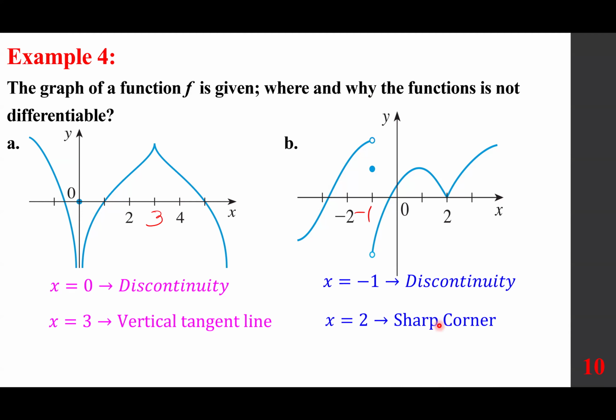So what is the difference between a sharp corner and a vertical tangent line? I hope you see that this clearly looks like a V shape. So it's a V shape or upside down V shape. This is not a V shape. So that's how you can distinguish between the two. But even if you think this is a sharp corner, the point is it's not differentiable. That's the main point.